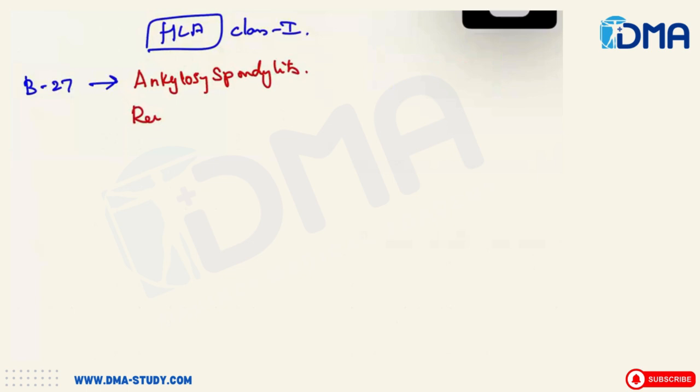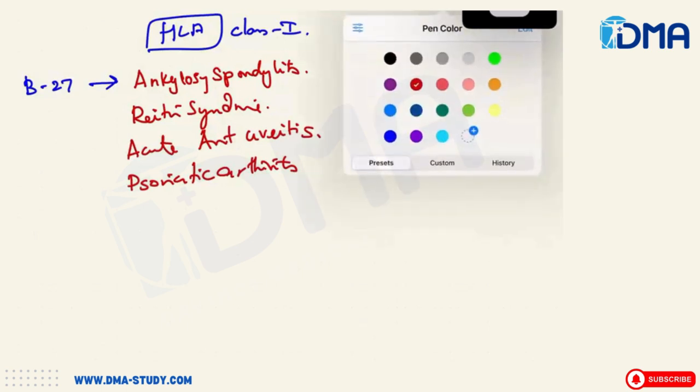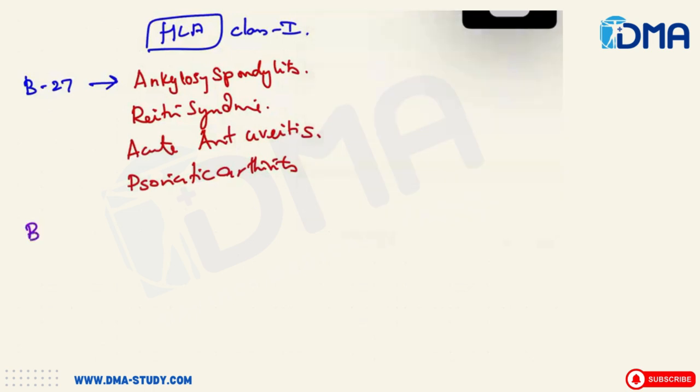Reiter syndrome, agreed. In the eyes, acute anterior uveitis. Psoriatic arthritis. There are many, I'm just mentioning the important things. Just at least try to remember these 4 for HLA B27, which is very, very important. You cannot miss this at all. You should remember it throughout your life. Then HLA B8 is Graves' disease, myasthenia gravis, all antibody mediated, and Addison's disease.